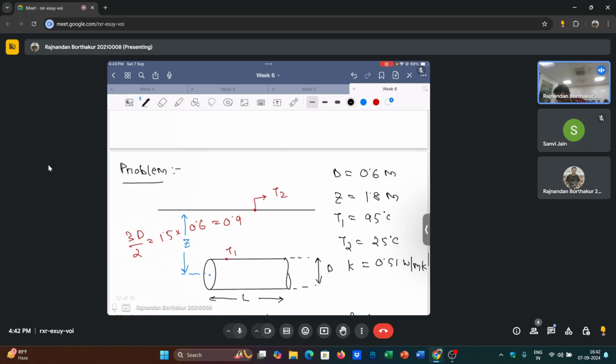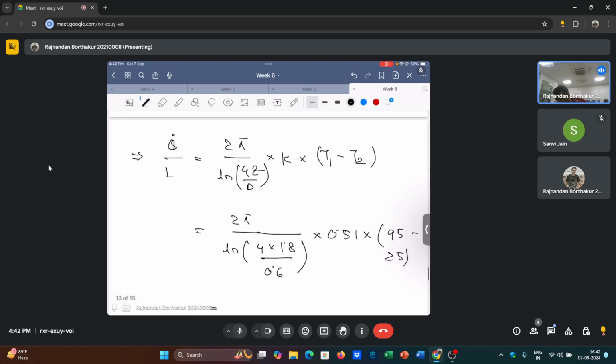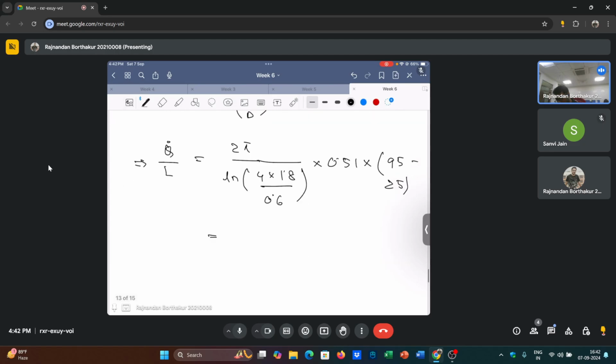Your T1 is 95 degrees Celsius. T2 is 25 degrees Celsius. So this becomes 95 minus 25. Can you just do this sum and tell me what is the value of Q dot by L? Because they're asking you to calculate the rate of heat transfer per unit length of the cylinder.